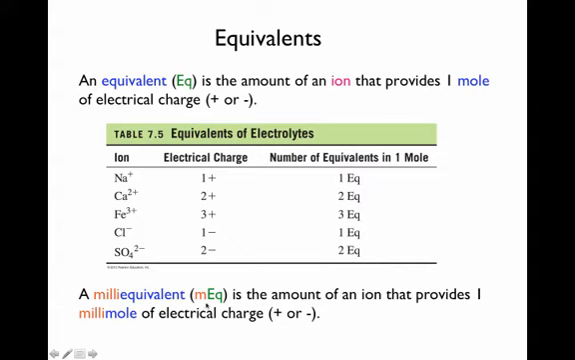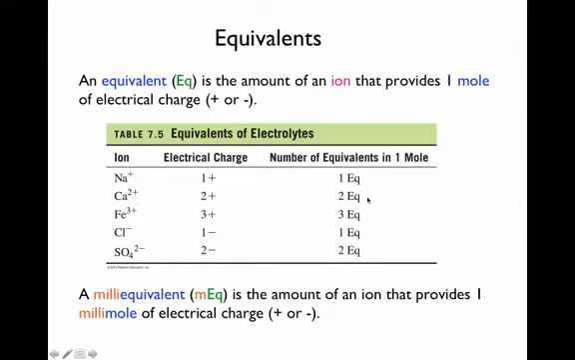And a milliequivalent is basically 1/1000th of an equivalent. So the idea is that if I had 1 millimole of sodium ions, I would have 1 milliequivalent of electrical charge. And if I had 1 millimole of calcium, because it has a charge of +2, I would have 2 milliequivalents of electrical charge.